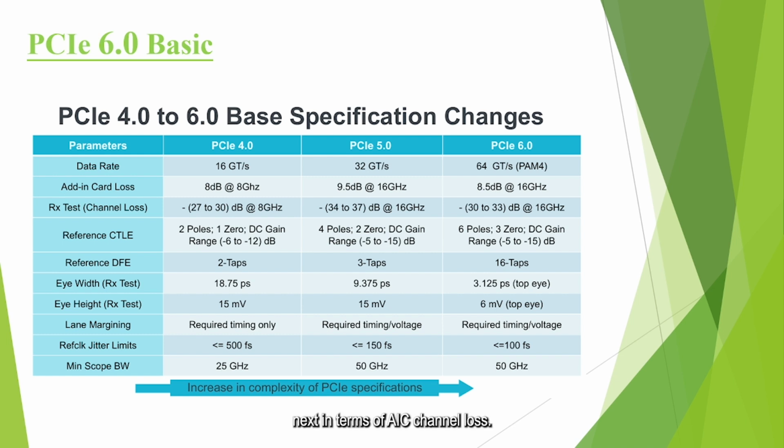Next, in terms of adding card channel loss, we can see that both Gen 5 and Gen 6 operate at 16 GHz frequency point. When we look at the eye height and the eye width, the requirements are different between PAM4 and NRZ. Because of the different modulation schemes, the eye height and eye width specifications are not the same. As a result, even though Gen 5 and Gen 6 operate at the same frequency, the test requirements are different. At the same time, there are some test items that remain the same across different generations.